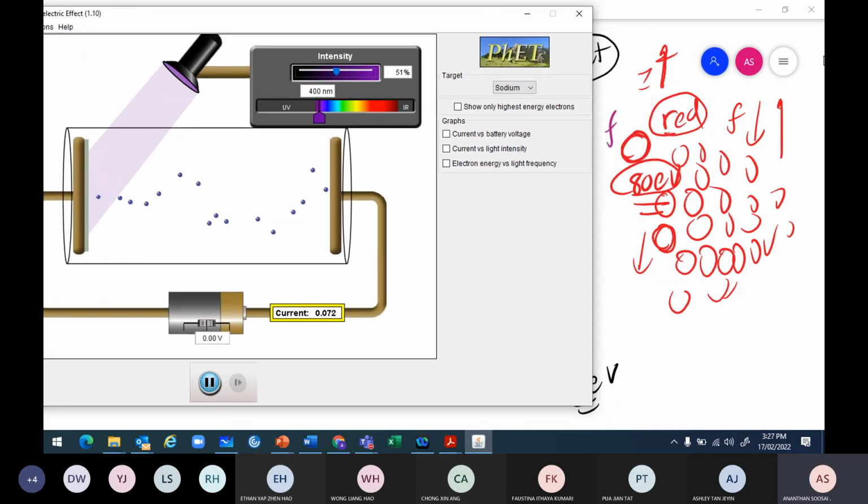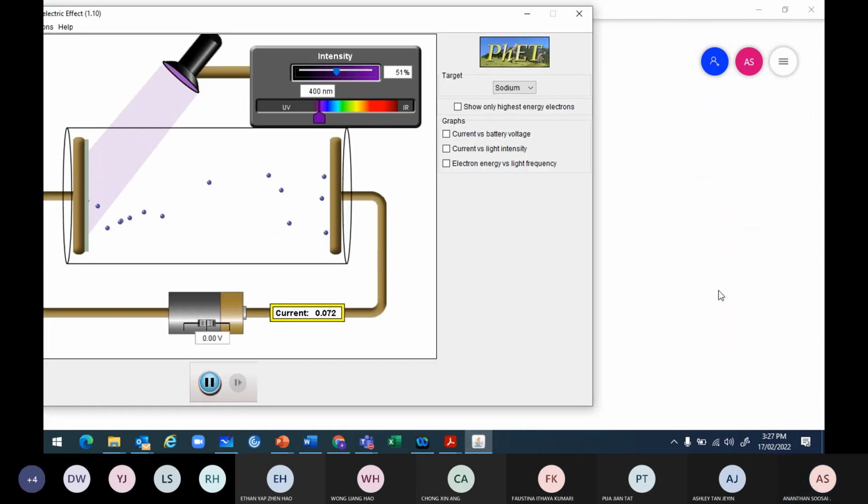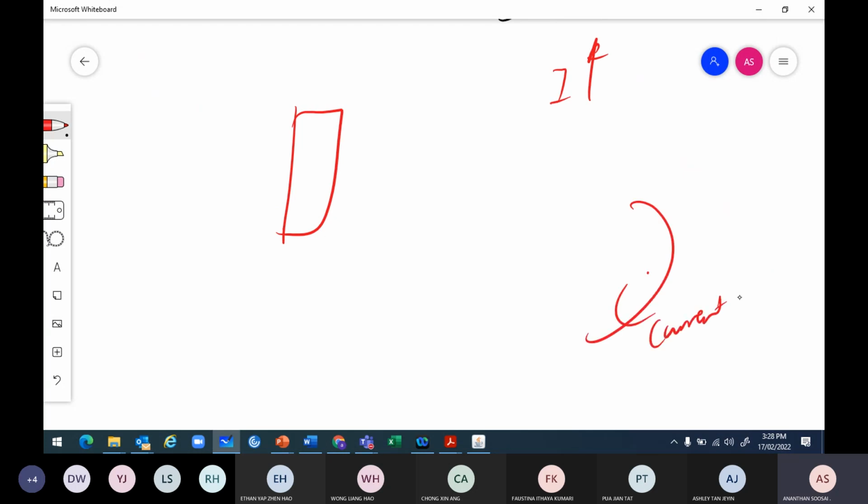Why is the current changing? Because according to, sorry, not wave idea. Why does the current increase when intensity rises? What is current? Rate of flow of charge, how much charge passes by in a second, right? So if you raise the intensity, the number of photons reaching the surface will increase.